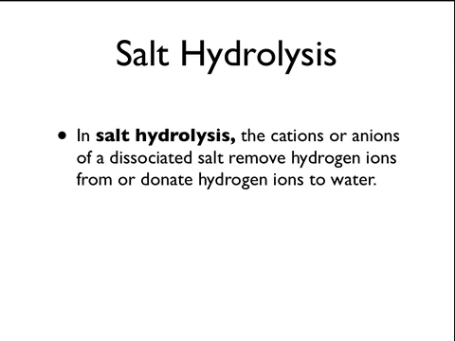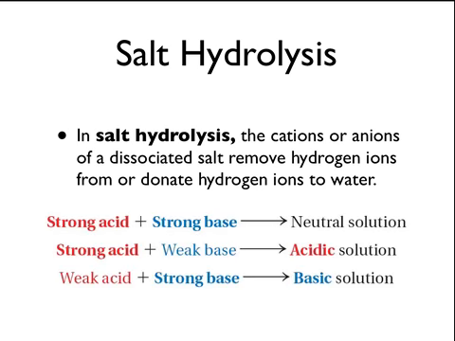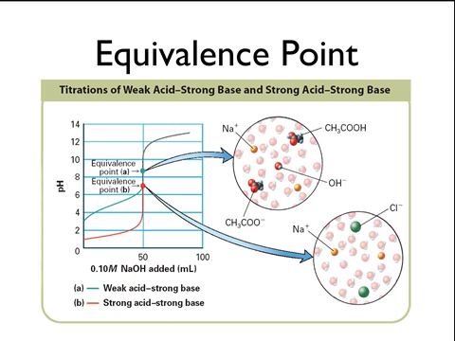In salt hydrolysis, the cations or anions of a dissociated salt remove hydrogen ions from or donate hydrogen ions into water. So here's kind of the general rule. If you have a strong acid and a strong base, you get a neutral solution. If you have a strong acid and a weak base, you end up with a slightly acidic solution. If you have a weak acid and a strong base, you end up with a basic solution because of the ions in the salts.